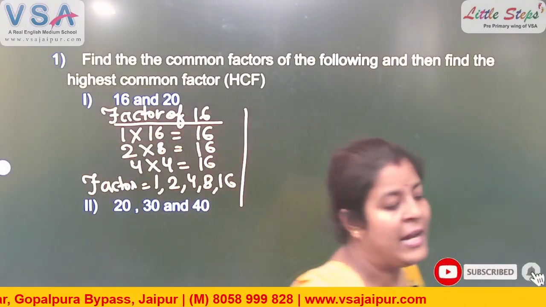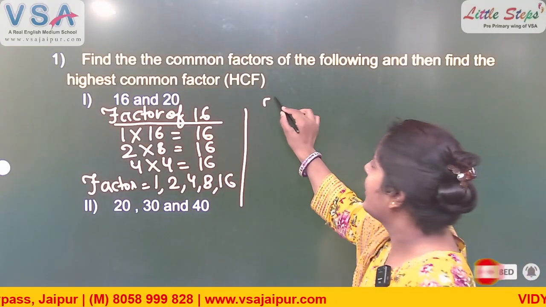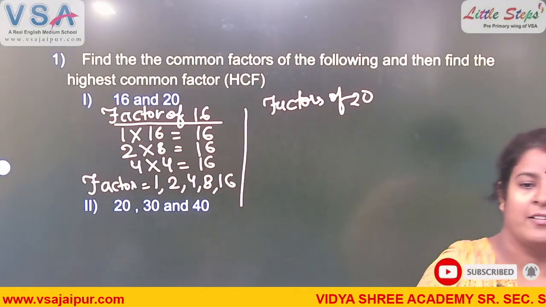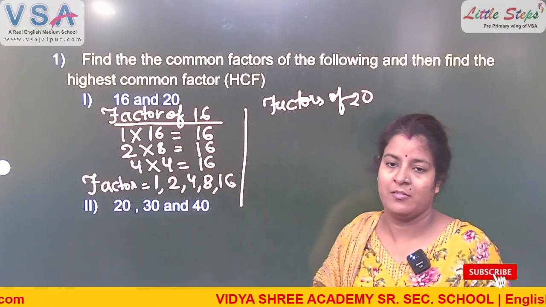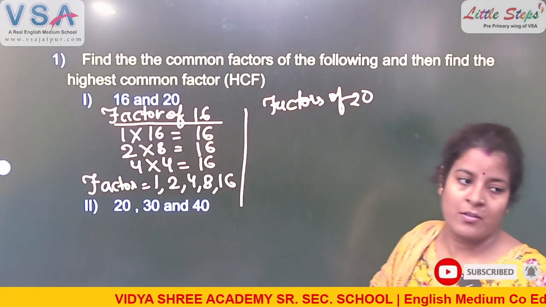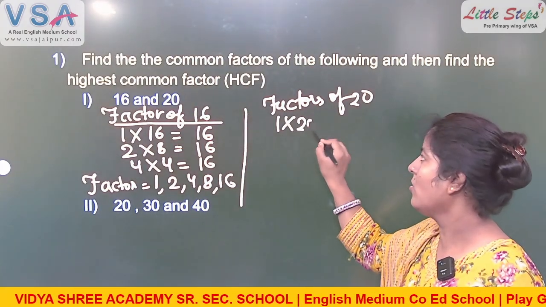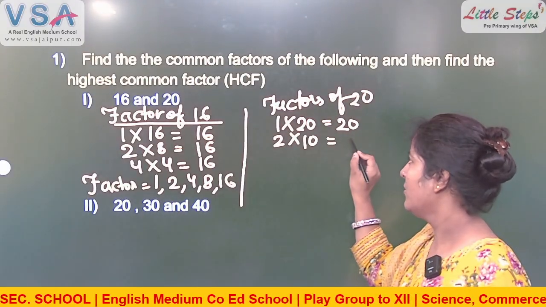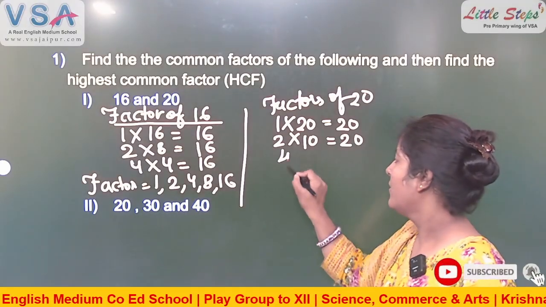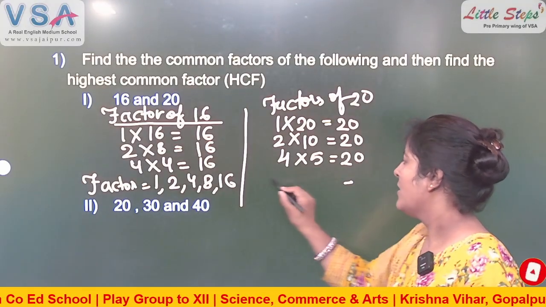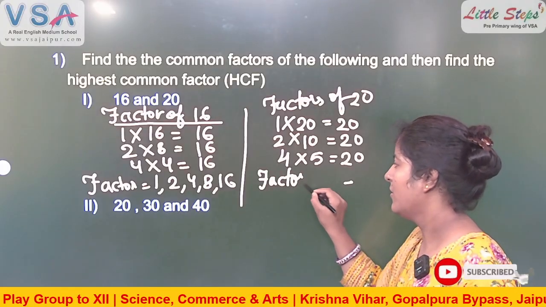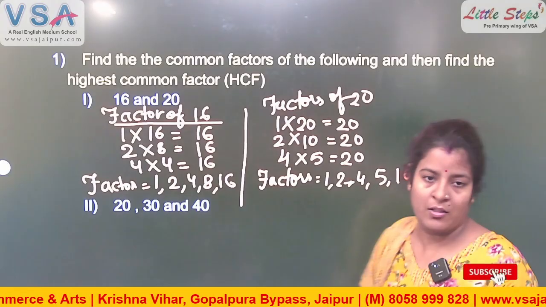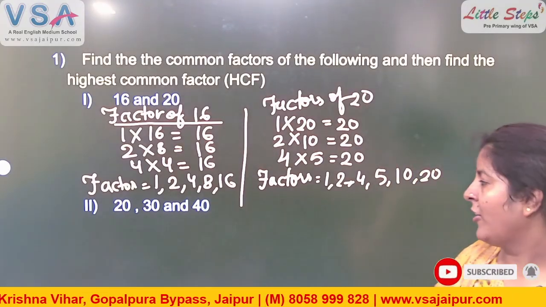Okay. And the next is factors of 20. Yes, Dakshita, speak the factors of 20. Factors of 20. Wait. Okay. Then the factors are 1, 2, 4, yes, 20. Okay. Take your seats. Clap for Dakshita.